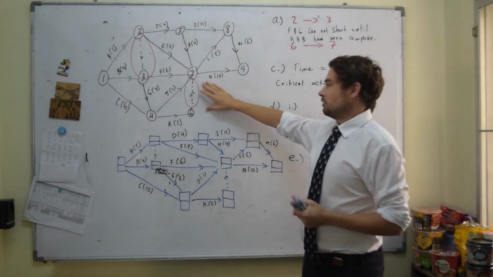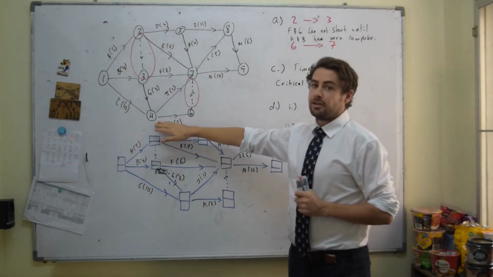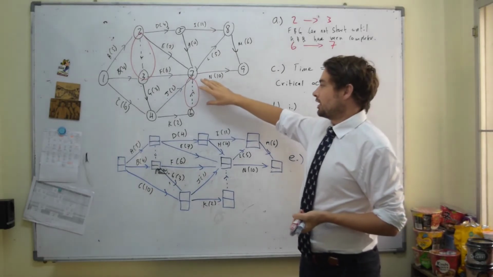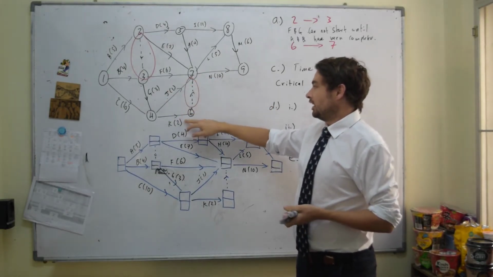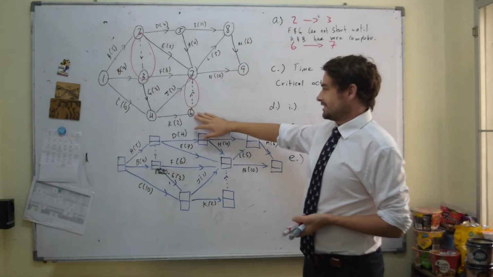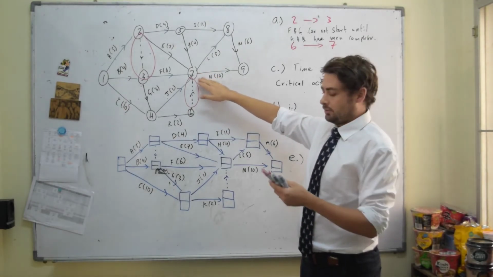So what's happening here is we have J and K both starting at the same point, both wanting to finish at the same point. Now we know that we can't have two activities ending at the same event. So we create event 6, which then only has a dummy path leading to event 7.